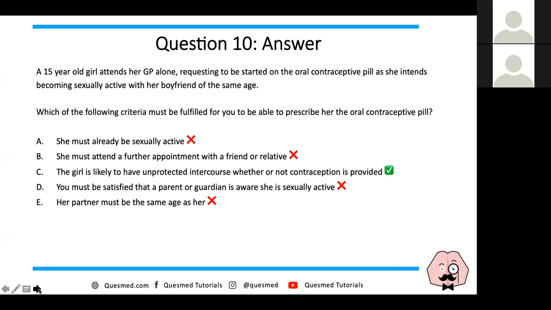The girl can come on her own. She doesn't have to come any more than once. She can come with a friend, a relative. She might come with her boyfriend. She doesn't need to come for more than one appointment.